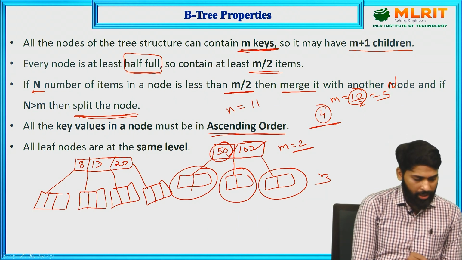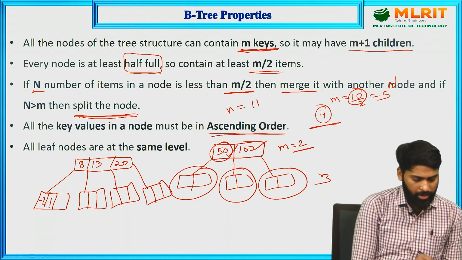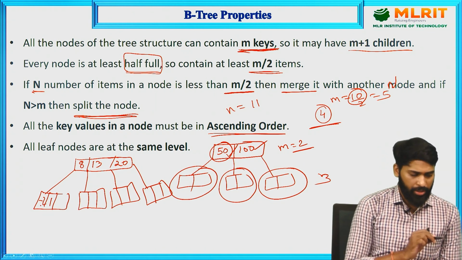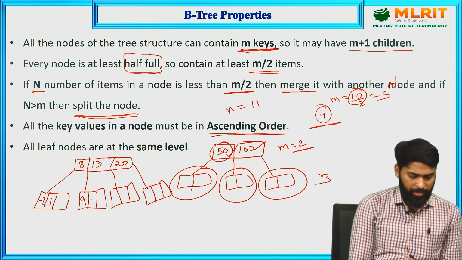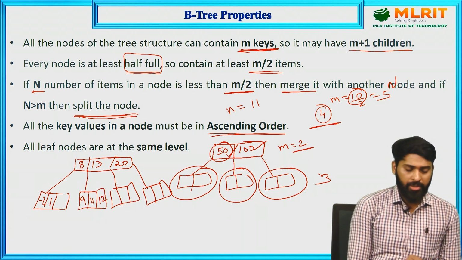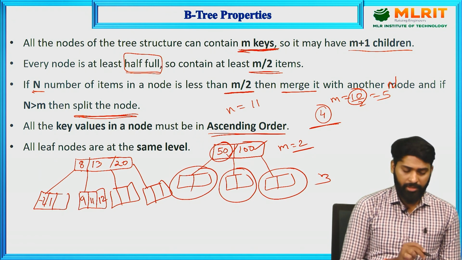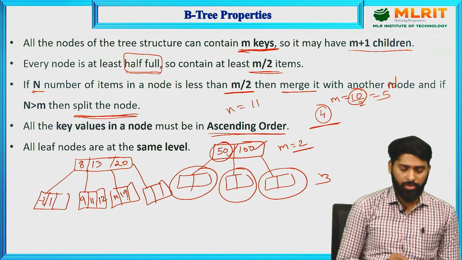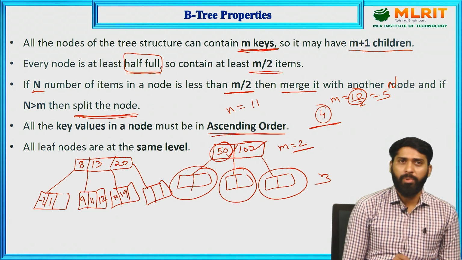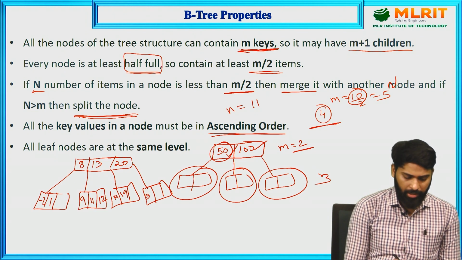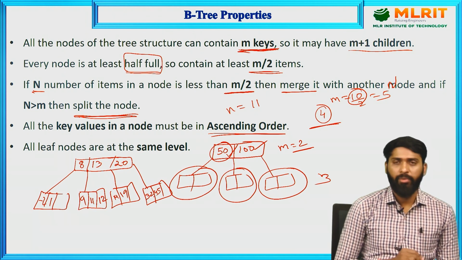Okay, so all the less than values we store in the first node. Here -2, 1, less than 8, so it is the first node. 9, 11, 12 are the numbers between 8 and 13, and 14, 19 we store in the third node, because these values are between 13 and 20. Greater than 20 I store in the fourth node.